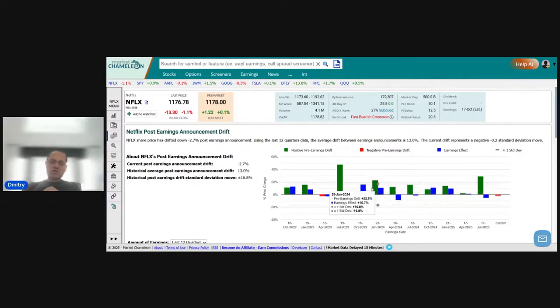Most of them look like they're in the green. So most of the time here, we could see that it was up between earnings periods. The blue bar shows the actual earnings effect. So what did the stock do after reporting earnings? Over here, in this blue bar, we could see that the stock was up 16%.